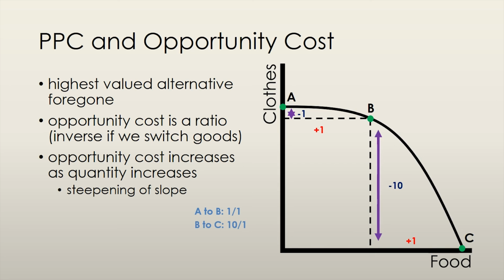Well, now we have to give up 10 units of clothing to produce 1 more unit of food. The opportunity cost here would be 10 over 1. This illustrates the fact that in order to produce more food, we have to start giving up even more clothes than before. If we want to go from point C to point B, the opportunity cost would be 1 over 10 units of food. This is the reciprocal of the opportunity cost we saw going from point B to point C.